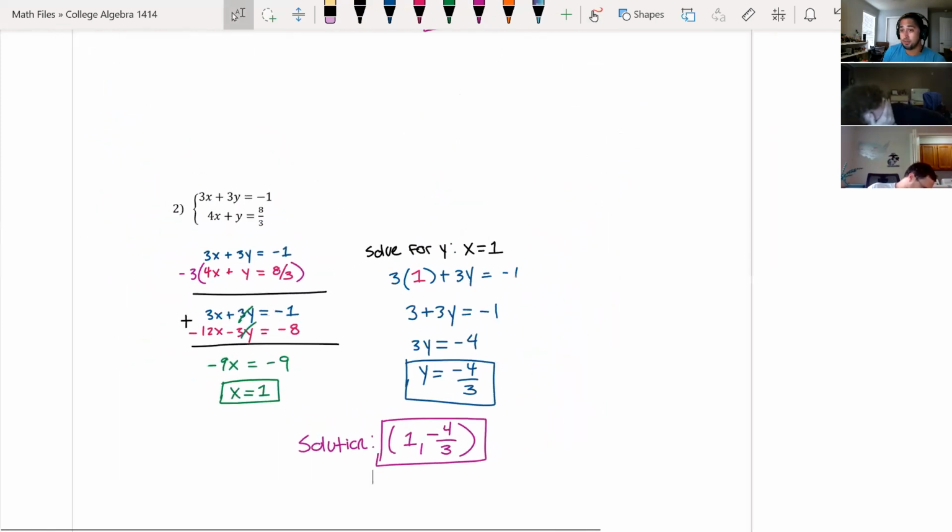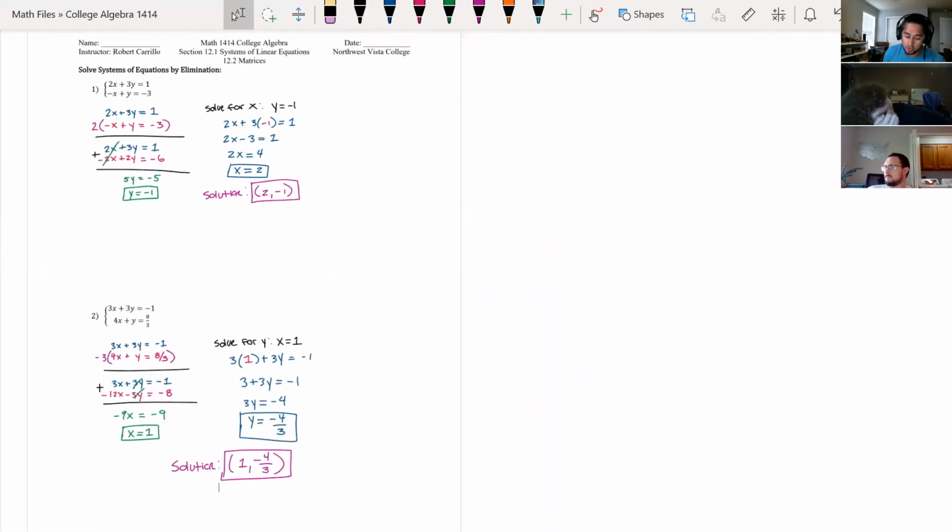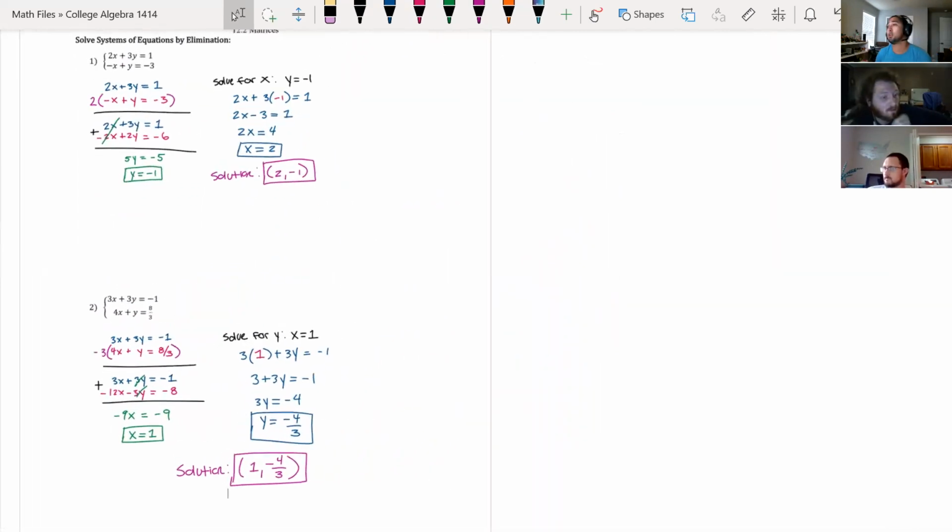And that's elimination method. No wrong way about it. Just watch your algebra and watch your signs. And elimination is definitely way faster than substitution. Any questions on this page?